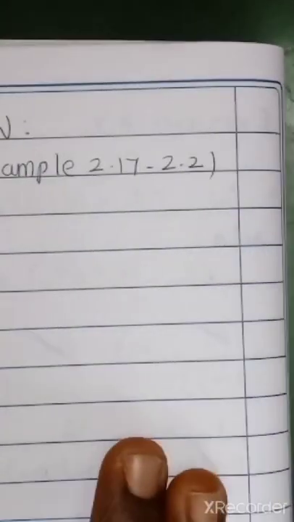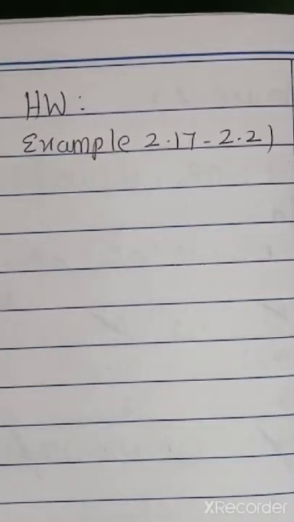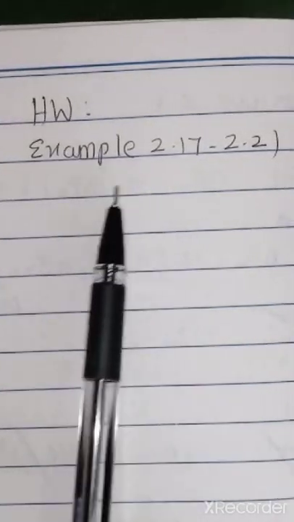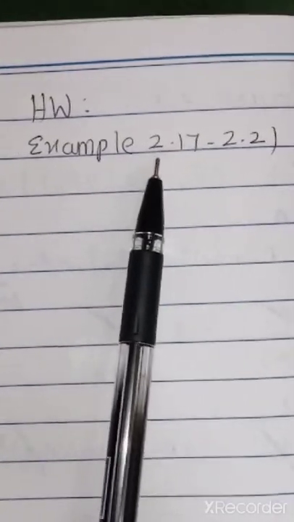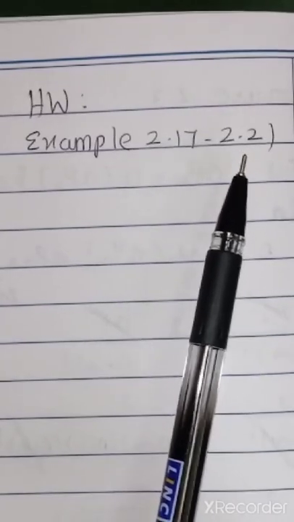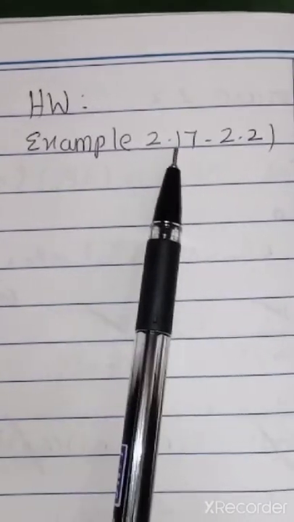So today what we saw was permutation, right? So what is meant by permutation? Number of arrangements. And your homework is examples 2.17 to 2.21. Thank you, students.